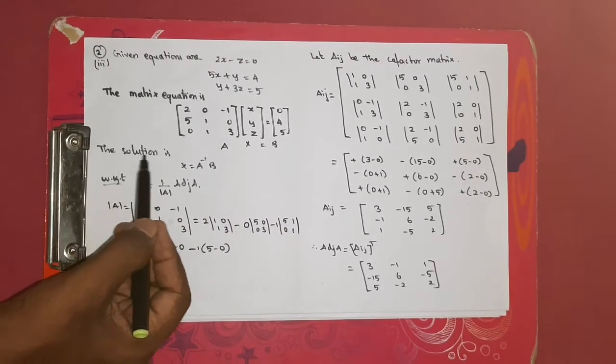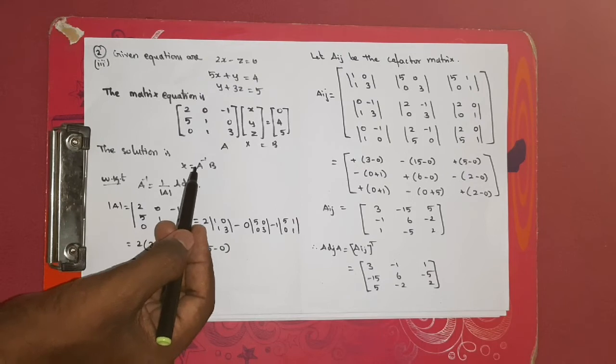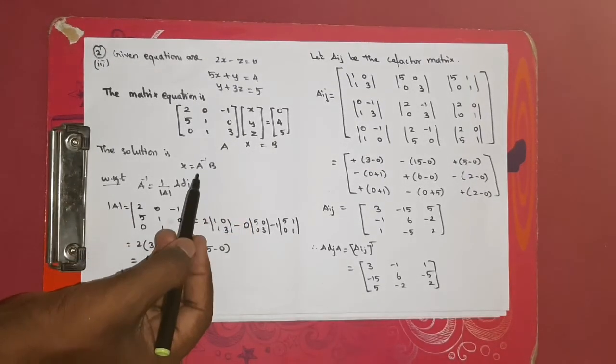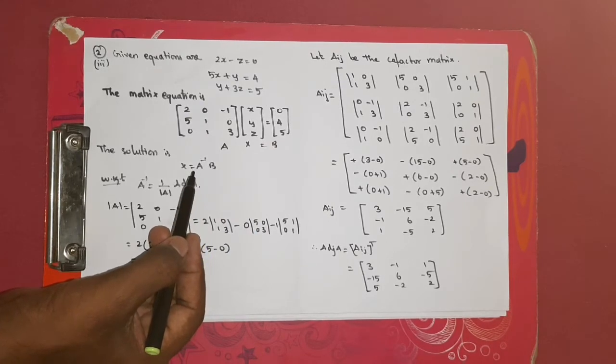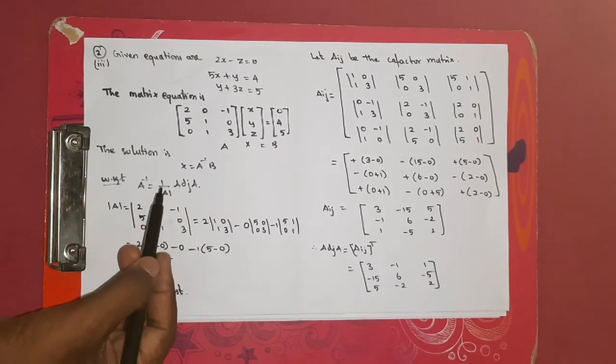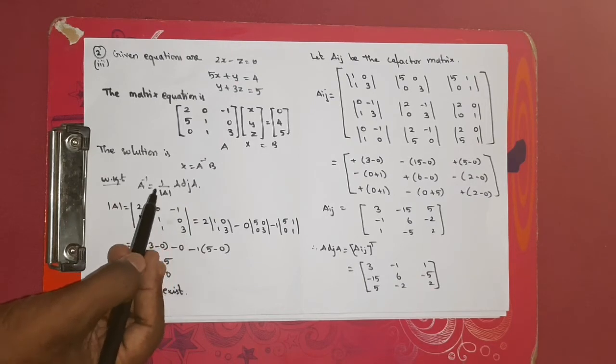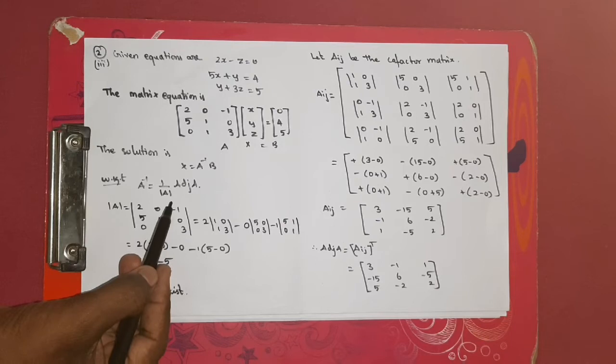Now we know the solution equation. What is the solution equation? X equal to A inverse B. In this, B we know already. We want to find A inverse. What is the formula to find A inverse? A inverse equal to 1 by determinant into adjoint of A. So first we will find the determinant of A, and that must be not equal to 0. Then only can we proceed further. So I am going to check it.